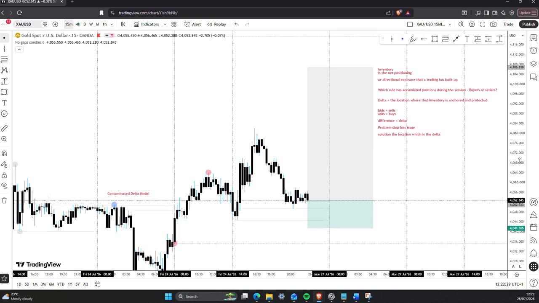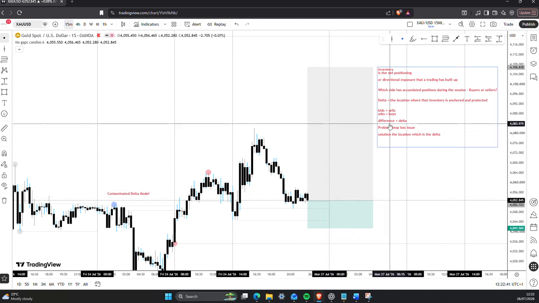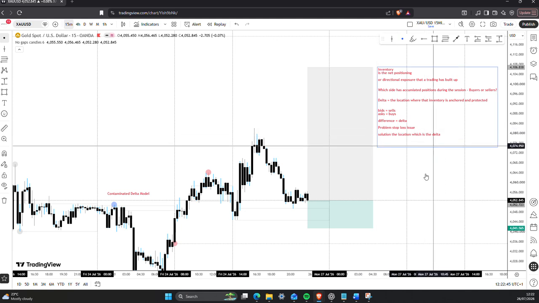Every single person that trades the market has a stop loss issue because the market is freely floating. It's a decentralized market. It's freely floating. Gold spot, XAUUSD, decentralized market. So obviously you are going to have a stop loss issue. And the solution is the location.